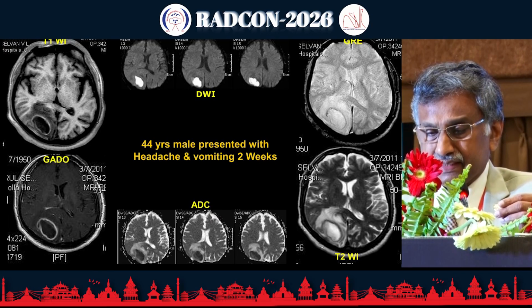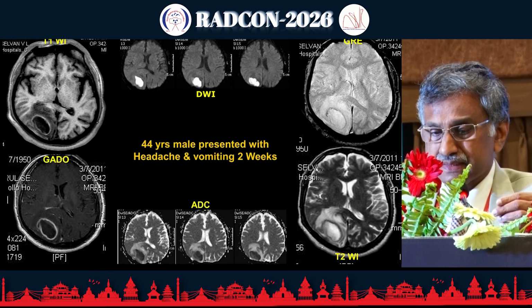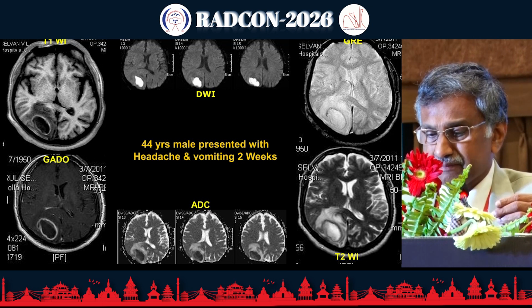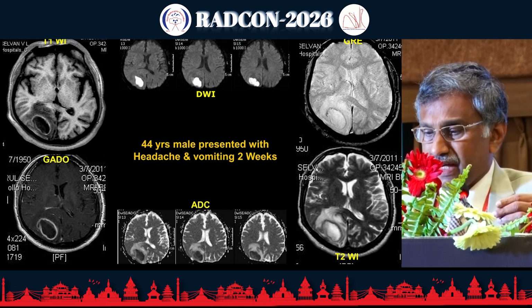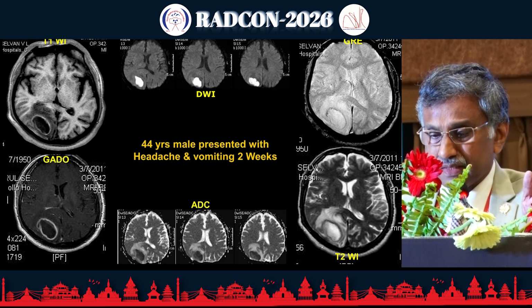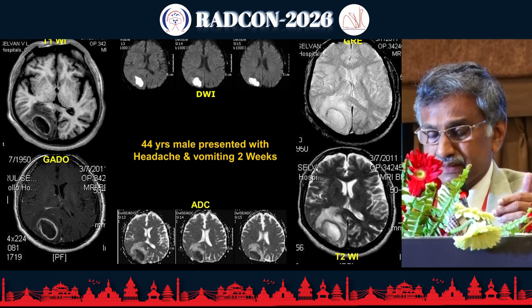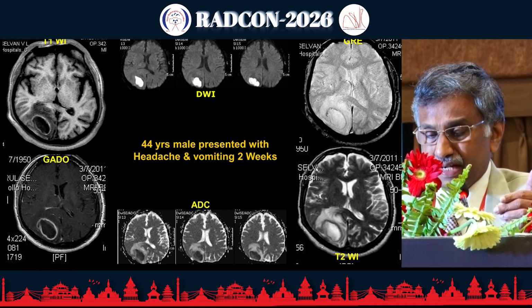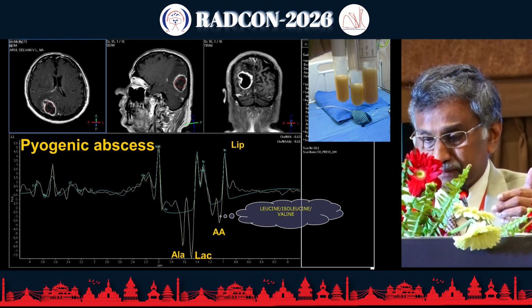Example, here is the typical case of brain abscess. There is a diffusion restriction and a very thick wall, and if you do MR spectroscopy, leucine, isoleucine, amino acids at 0.9 to 1.3, with a lactate peak, are very characteristic of pyogenic abscess.